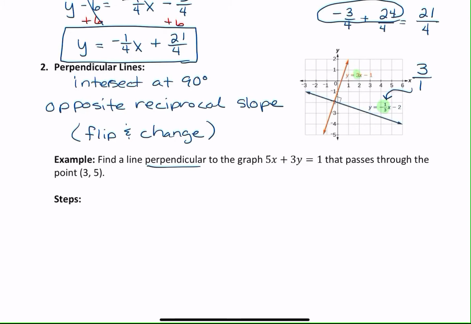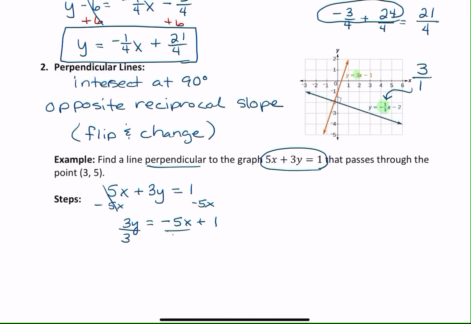Now this one's a little trickier because they didn't give me the original equation in y equals. So I'm going to start by putting it in y equals. I'm going to subtract 5x from both sides. So I've got 3y equals, and I'm going to put my x term first, just so it's in mx plus b form, and then I'm going to divide by 3 to get y by itself. So that gives me the equation y equals negative 5/3 x plus 1/3. And the only part I need from this equation is the slope.